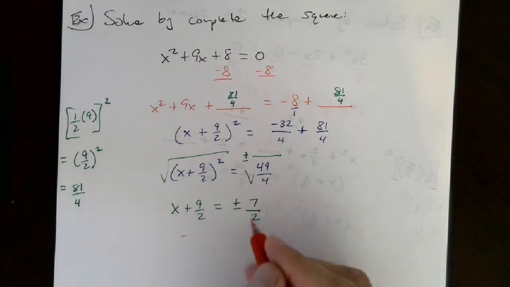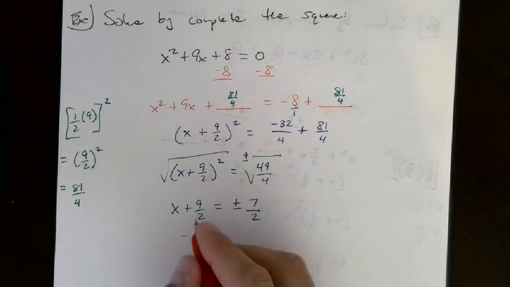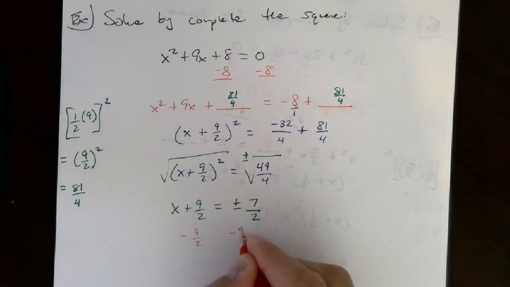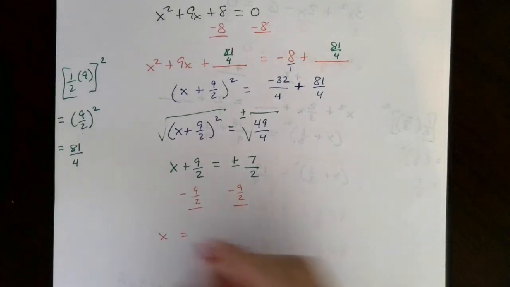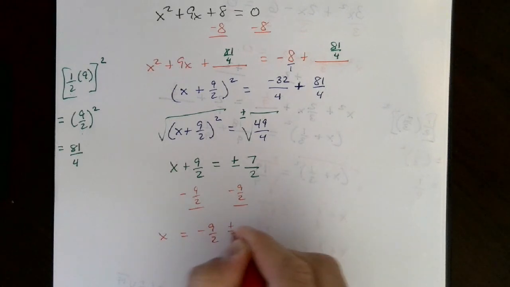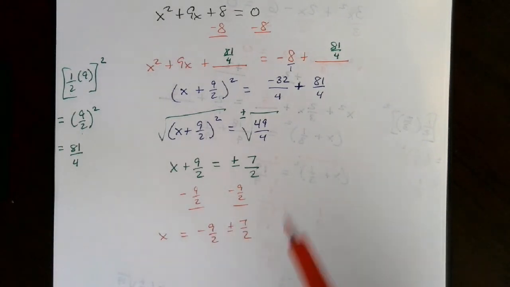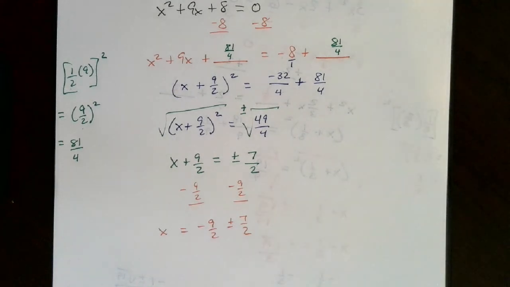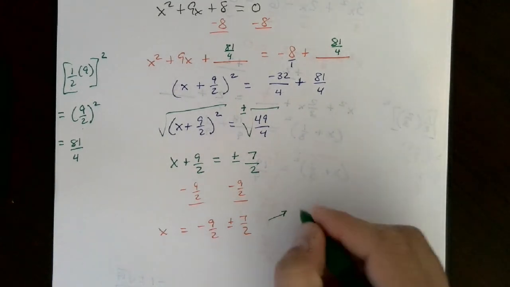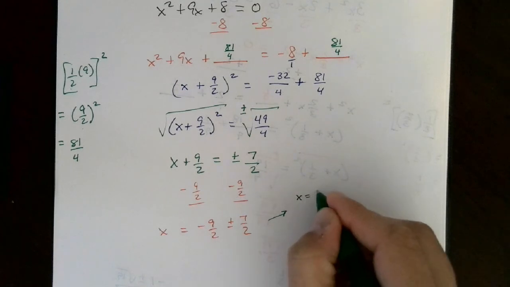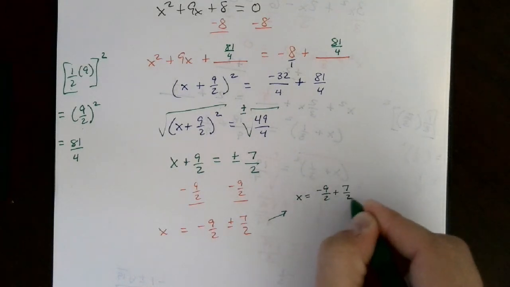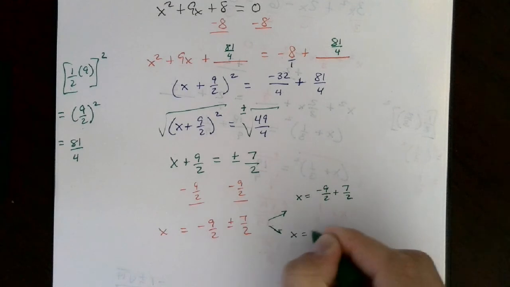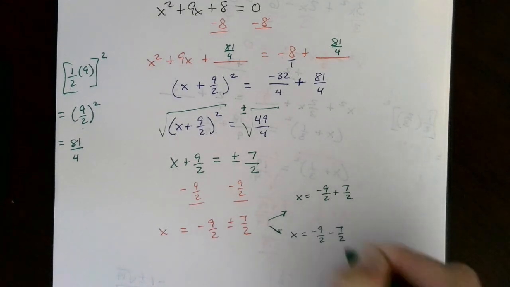So remember, now when you take the square root, there's no square root symbol anymore. It's gone. So now to solve for x, I'll subtract 9 halves from each side. I end up with x equals negative 9 halves plus or minus 7 halves. Now, this is two answers. These are like terms, and they can be combined, but you can't combine them until you separate them because they're two answers. So the two answers are x equals negative 9 over 2 plus 7 over 2, and x equals negative 9 over 2 minus 7 over 2.